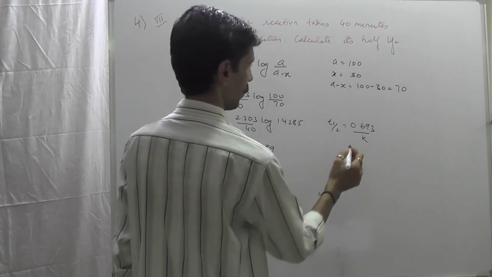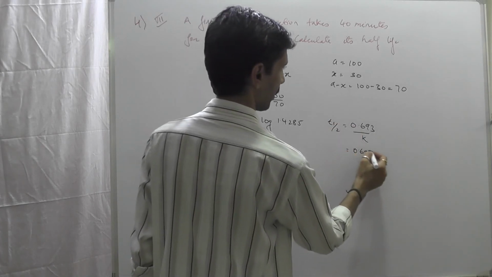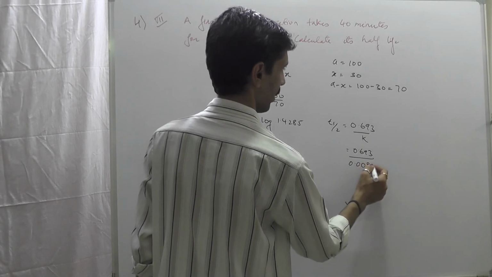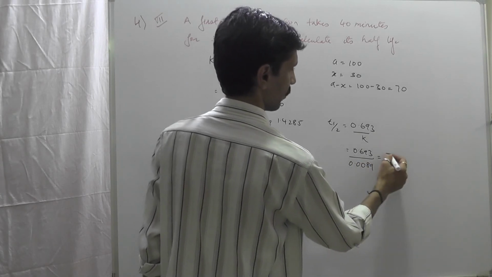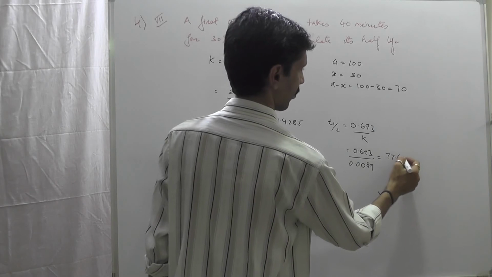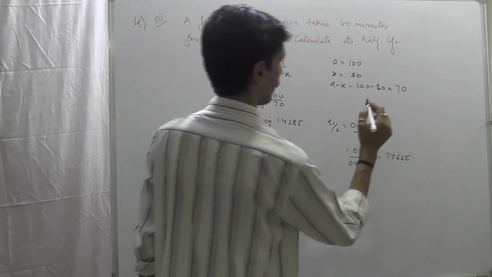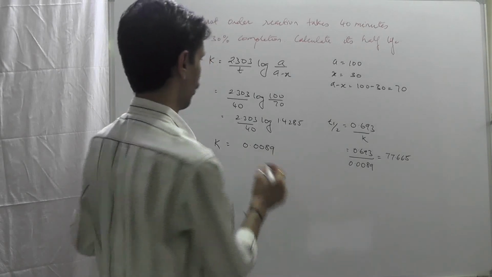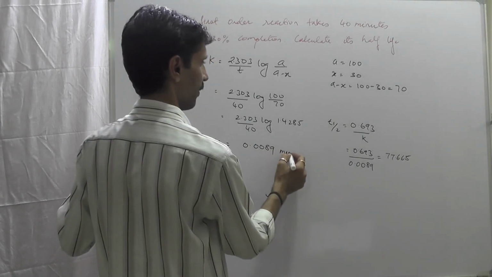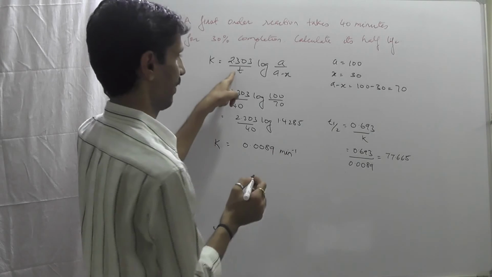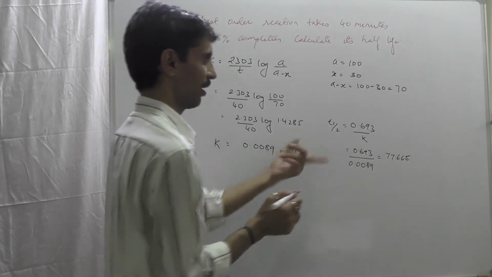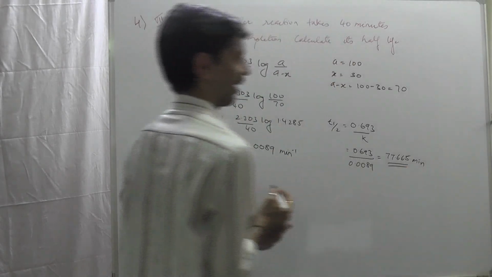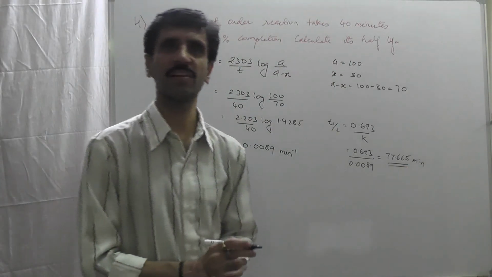So that is equal to 0.693 divided by 0.0089. So that is equal to 77.665. Okay, this is what we get. अभी T half का units और K का unit is minute inverse. Time is in minutes. K will be minute inverse. T half will be once again minutes. तो ये अपना फाइनल आंसर आ गया 77.665.